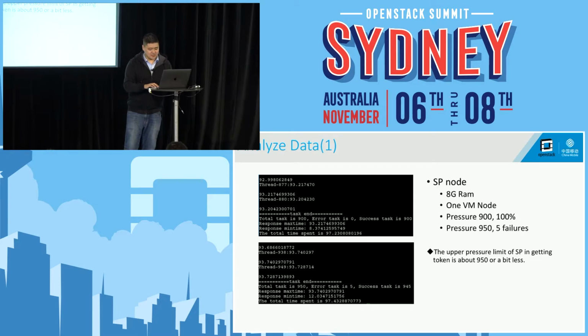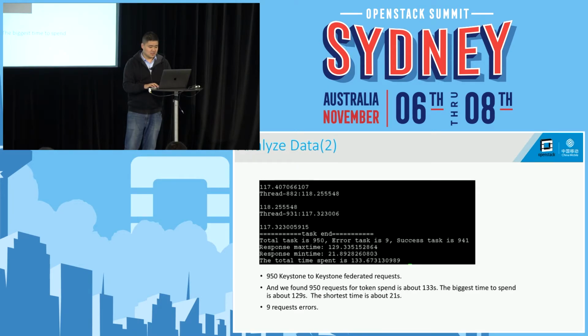From this test, we assume that the upper pressure limit is about 915. So the following tests will be based on this result. Compare page 12 and page 13. When the pressure is lower than 915, the success rate is almost the same, but the total time spent is increased. The reason may be the performance limit.